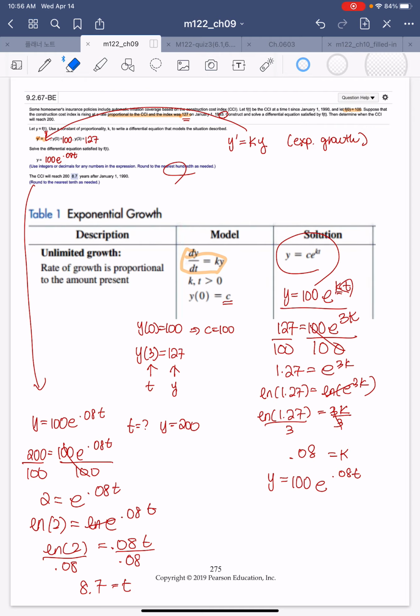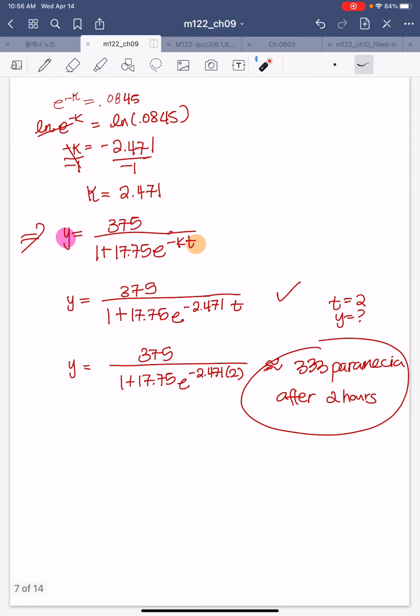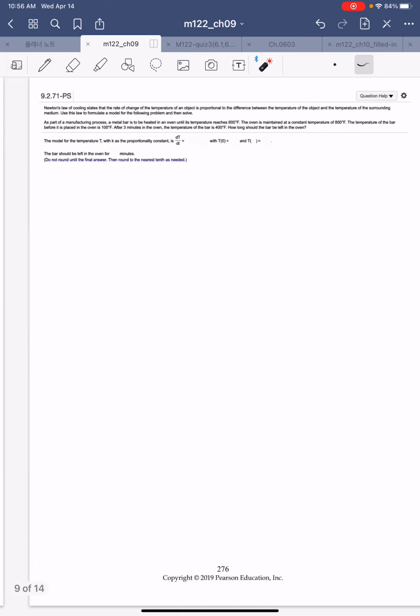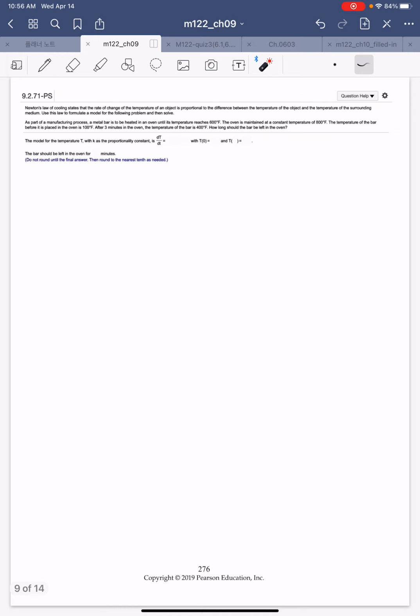Okay? So we went over the logistic growth model, and we saw an example of exponential growth. Now let's take a look at our last problem. This is also your homework problem.